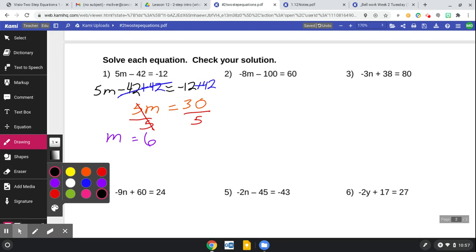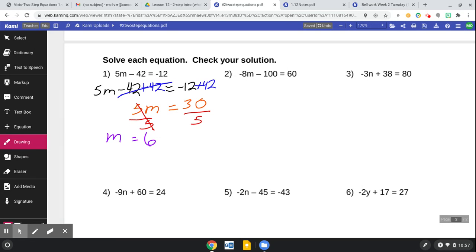And then again, we check our work. Check our work. 5 times 6 minus 42 is not going to equal negative 12. If I had $30, but I spent 42. Okay, you can think of that as adding your opposite. And you can clearly see then that you have different signs. Negative 12 equals negative 12.